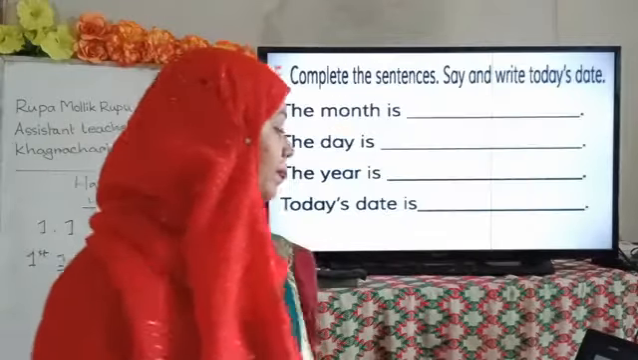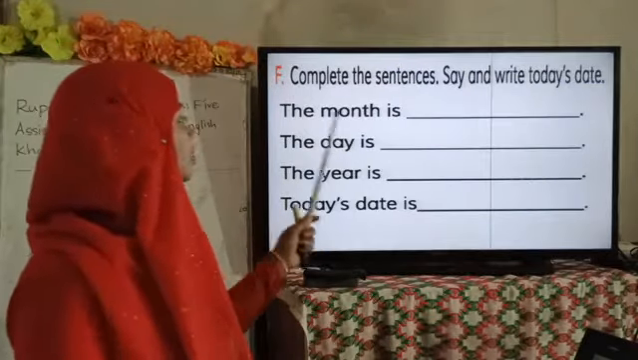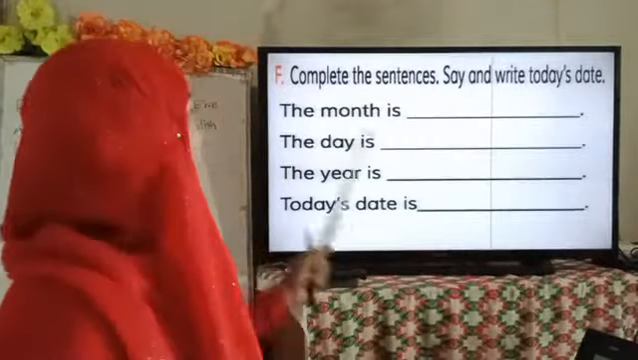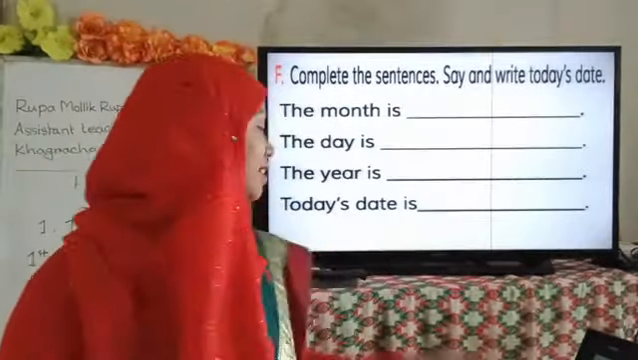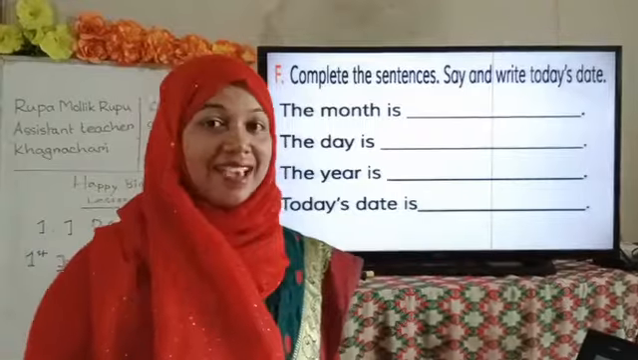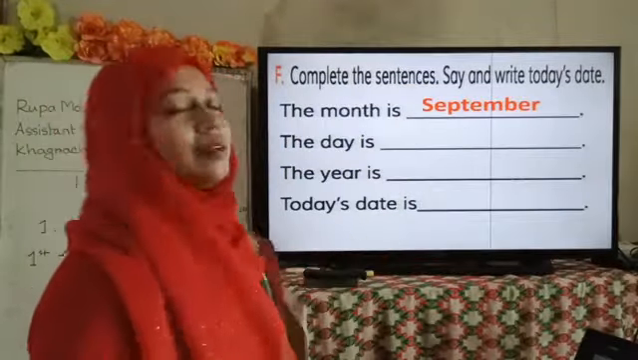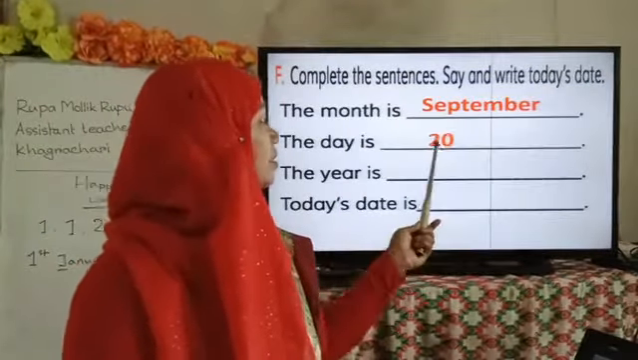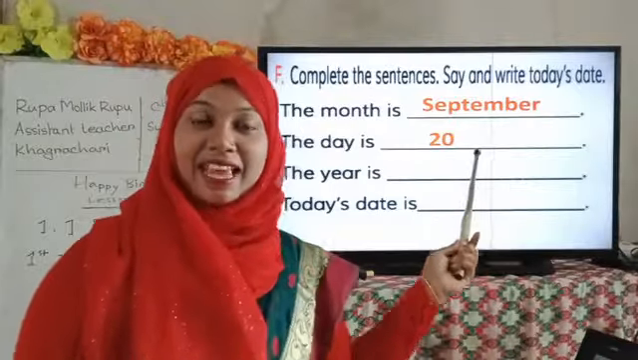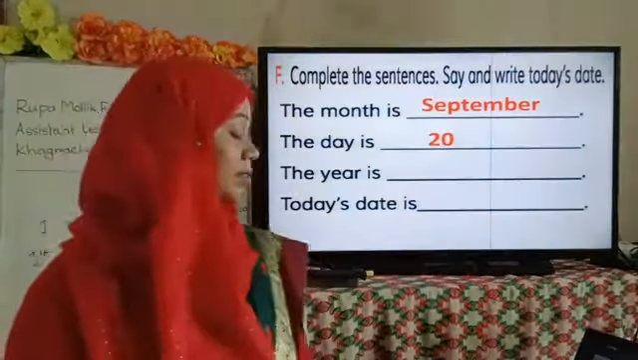Okay? Look, here is activity F with some blank sentences. First one, the month is, what is the month, dear learners? Yes, September. The month is September. Then the day is 20. The day is 20. Then the year is, what is the year?